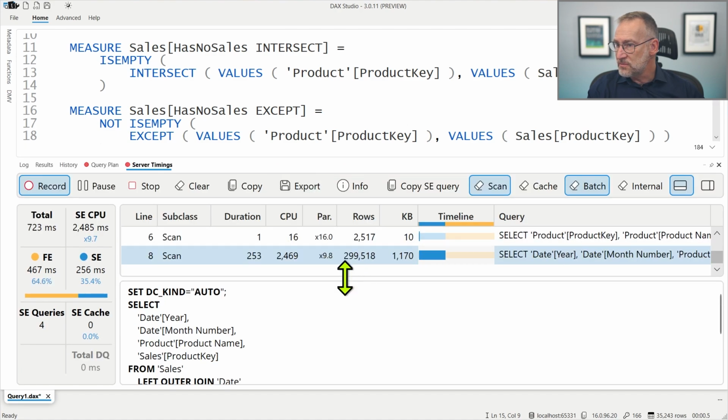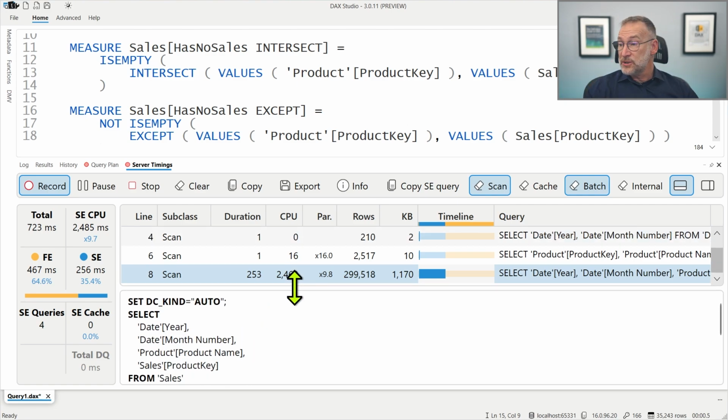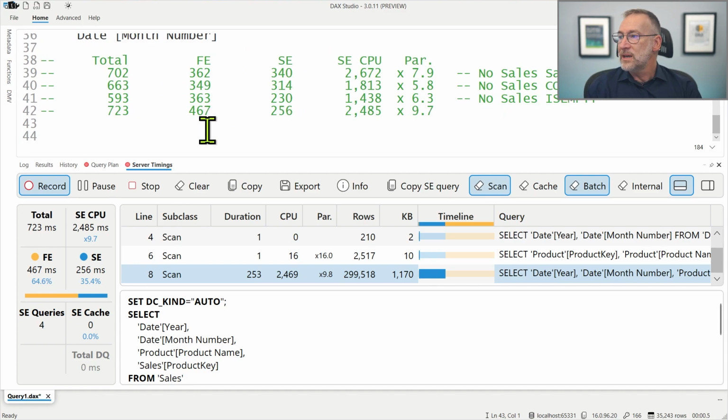And the last query generates the same number of rows which has been generated before, and it gathers the year, the month number, the product name, and the product key. Both product name and product key are present. So it gathers all the possible combinations of year, month number, product name, and product key. And then, as it happened before, because we are interested in removing values, it will need to perform the intersection inside the formula engine. Indeed, you see that the amount of formula engine CPU is slightly increased. Now it's 467 milliseconds. But as we did before, let's save everything. It's 2.4 seconds, and this is no sales intersect.